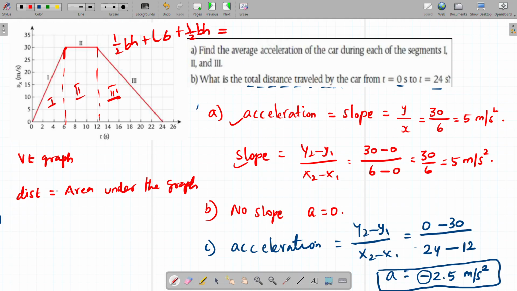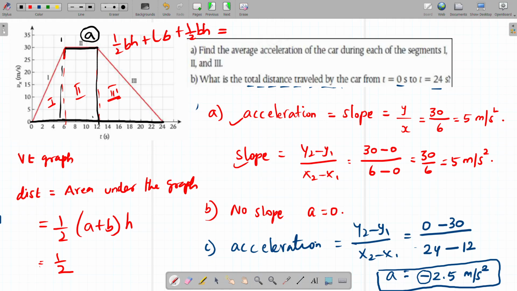Or you can take the complete shape as a trapezium, and the formula for the trapezium is half a plus b into h. Where a is a parallel side, any parallel side is a. So if I take this parallel side or this parallel side as a, it's up to you. I want to take this parallel side as a. So this value is from 6 to 12. Here is 6, here is 12. So 12 minus 6 is 6.